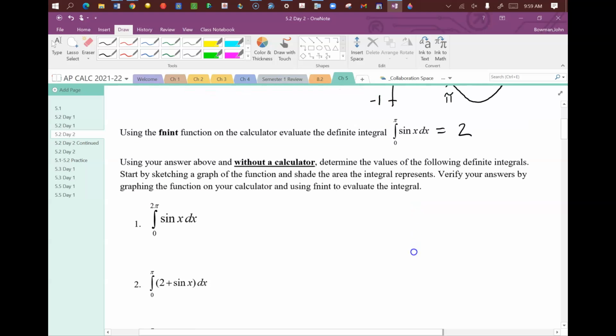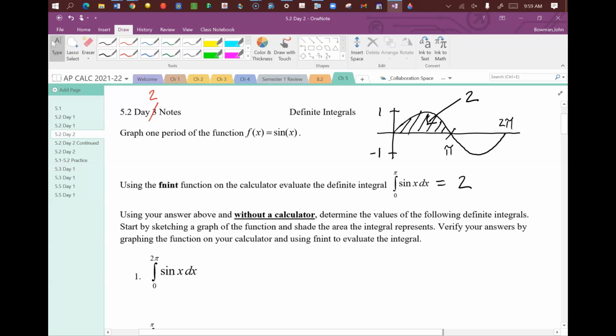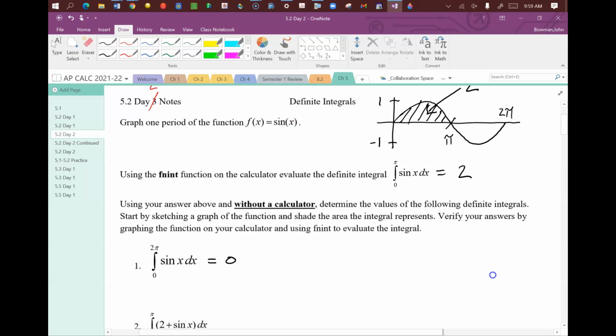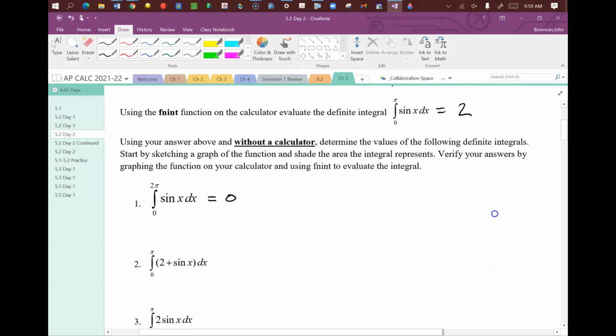So the integral from 0 to 2 pi, so basically we're going to integrate one period of the sine function. Now, I haven't mentioned this yet, but it turns out that if you have an area below the x-axis, it's treated as negative. So this integral turns out to be 0 because the area above the x-axis from 0 to pi is 2, and below the x-axis from pi to 2 pi is also 2, but it's treated as a negative. So that's why that integral is 0.